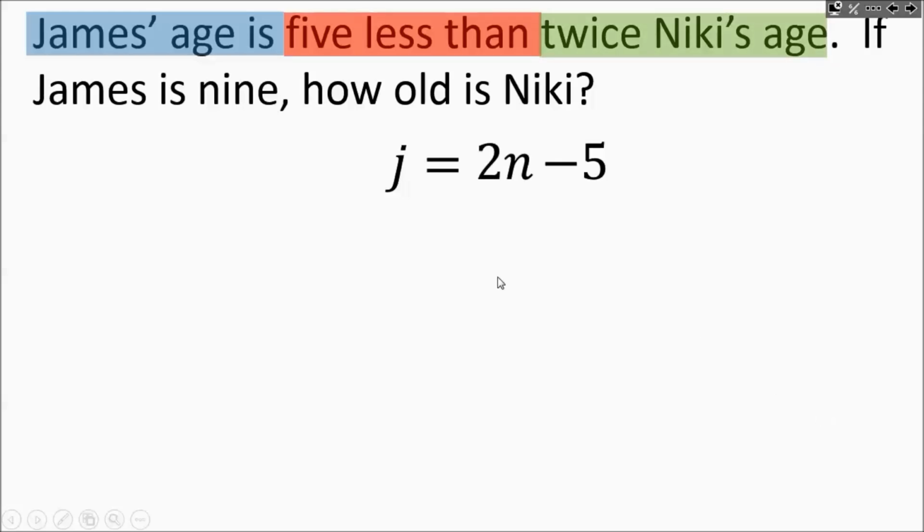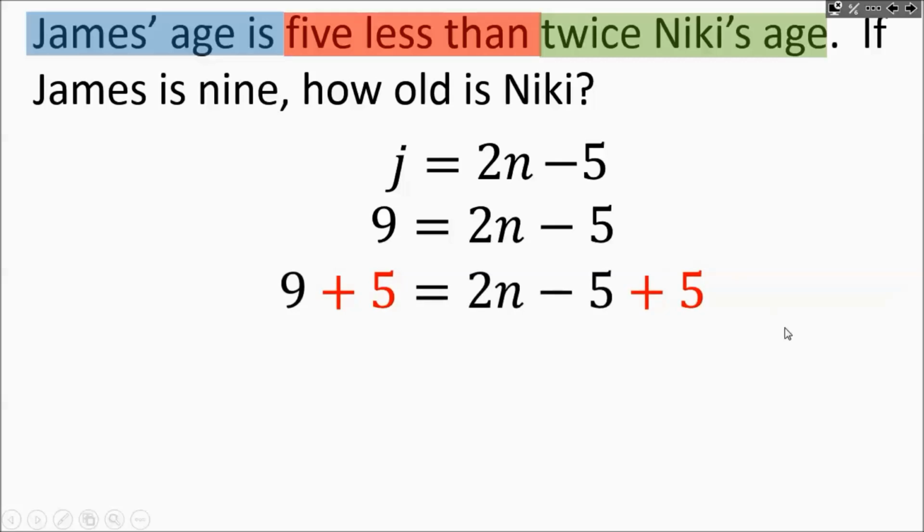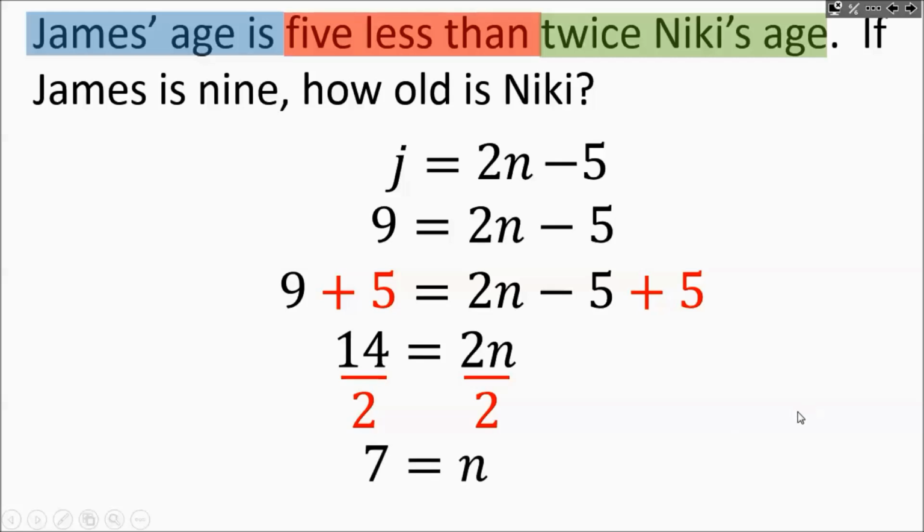Now, currently we have 2 unknowns. We wouldn't be able to do much with this. But then they say James is 9, so we can replace J with 9. Now we can figure out Nikki's age. We can add 5 to both sides, and then divide both sides by 2, and we get 7 being Nikki's age. Nikki is 7 years old.